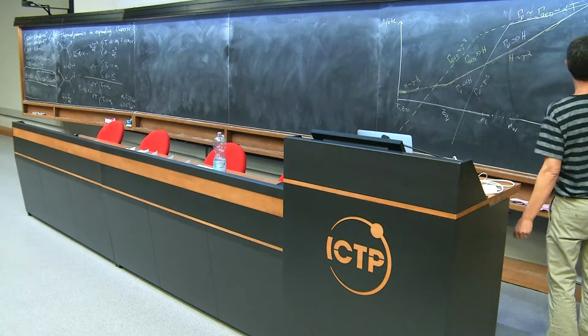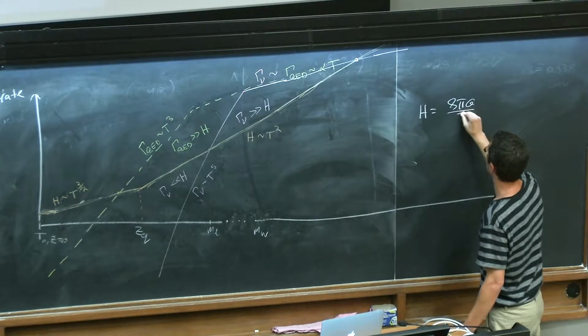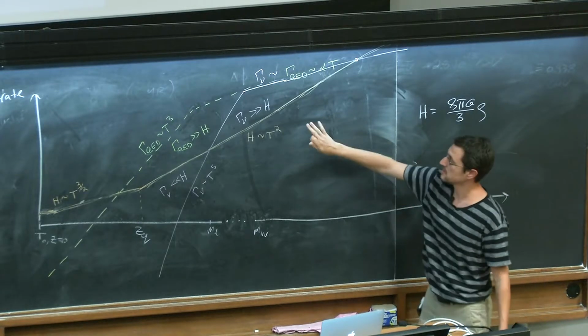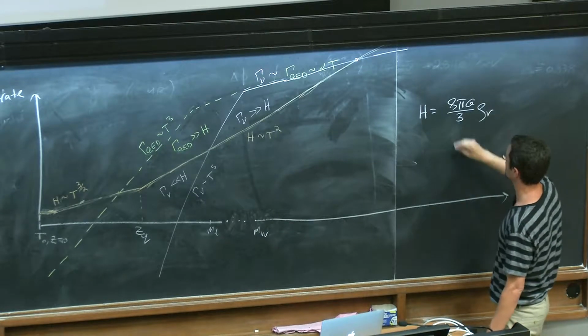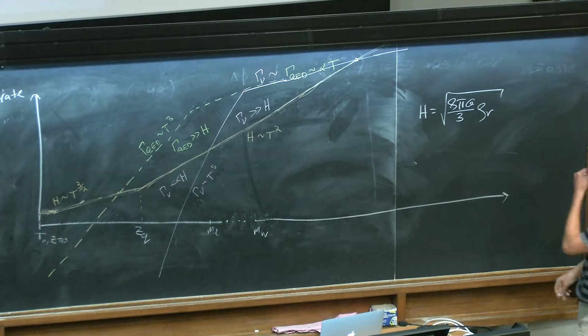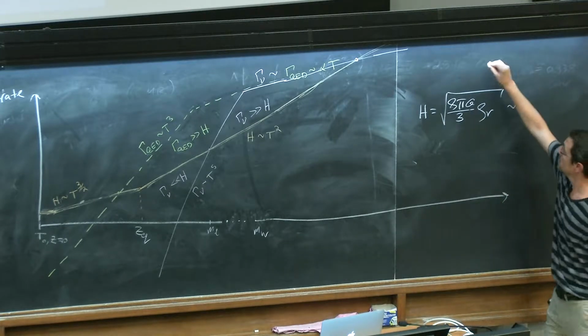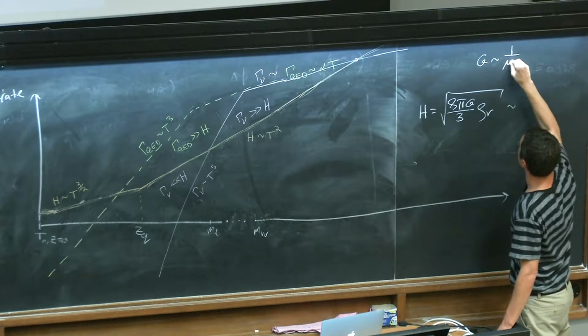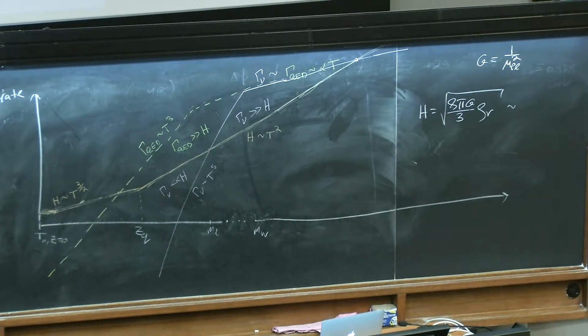So this Hubble expansion rate, what is it? It is 8 pi G over 3 rho. So in this epoch, it is radiation dominated. It's enough for me to take the radiation energy density, square root, just the equation I wrote before. Well, G is 1 over m Planck squared in natural units. Gravity is an effective theory, as you all know.